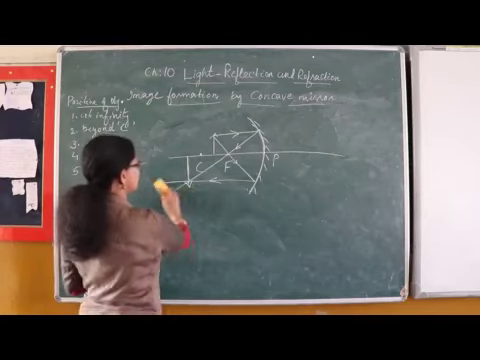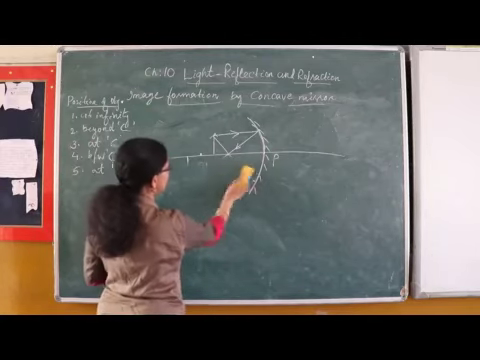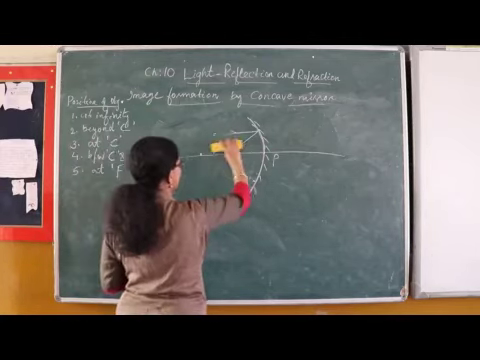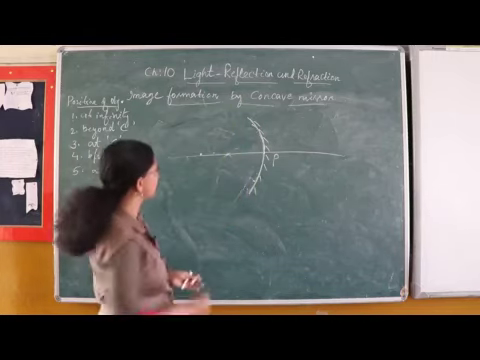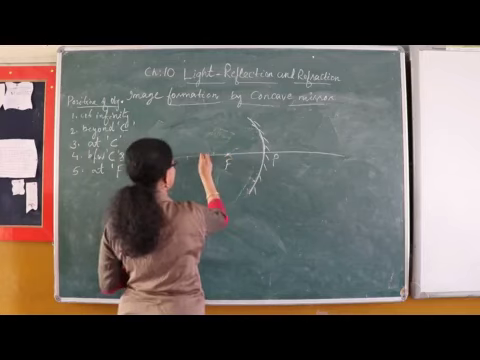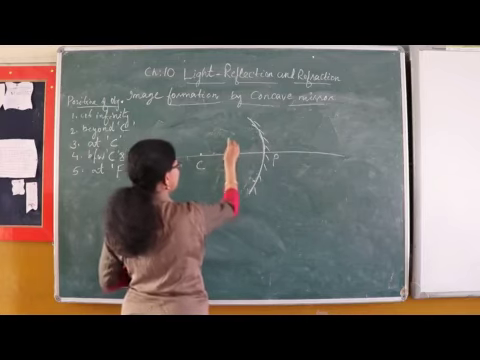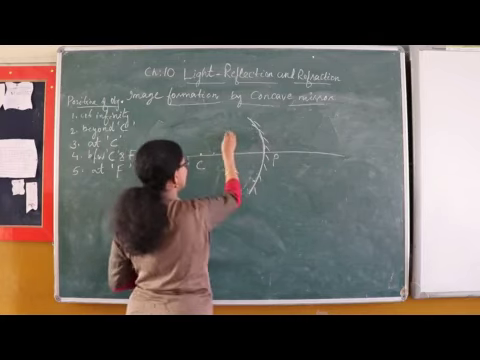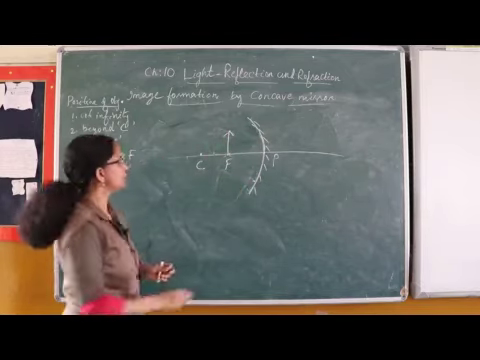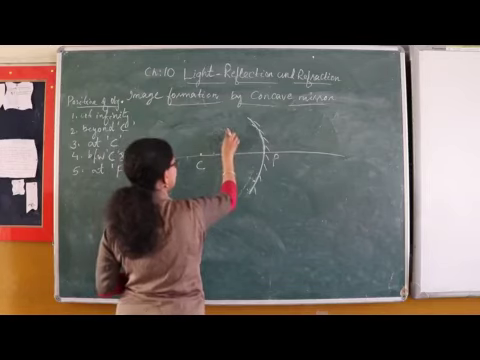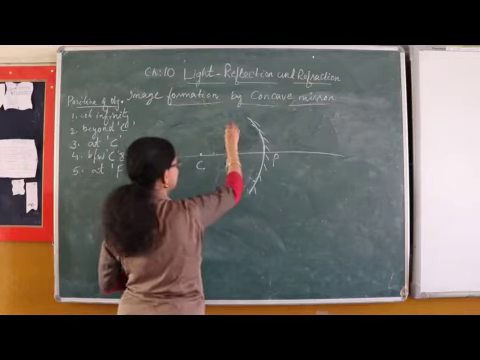When the object is kept at principal focus F, what will be the nature of the image formed? That we can see now. So, the object is now kept on principal focus F. Now, here, two rays we are considering, coming from this object.